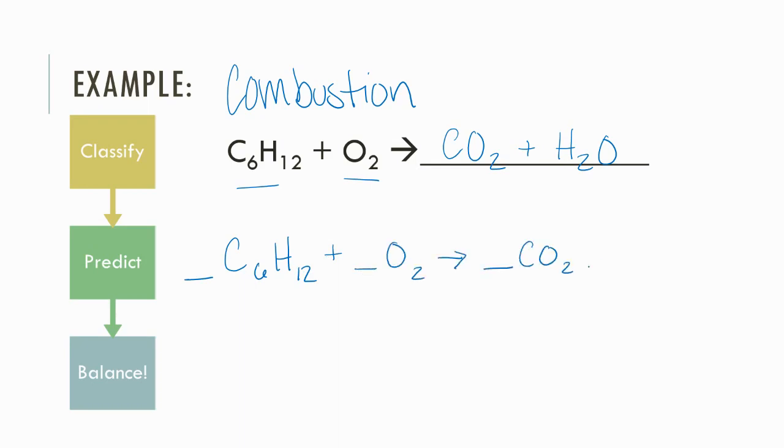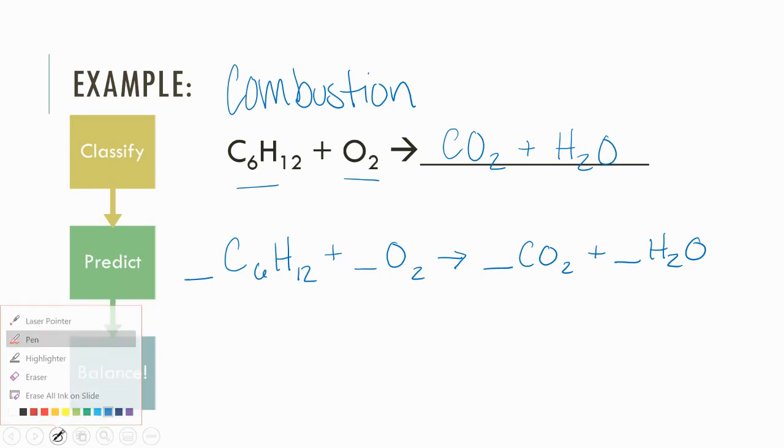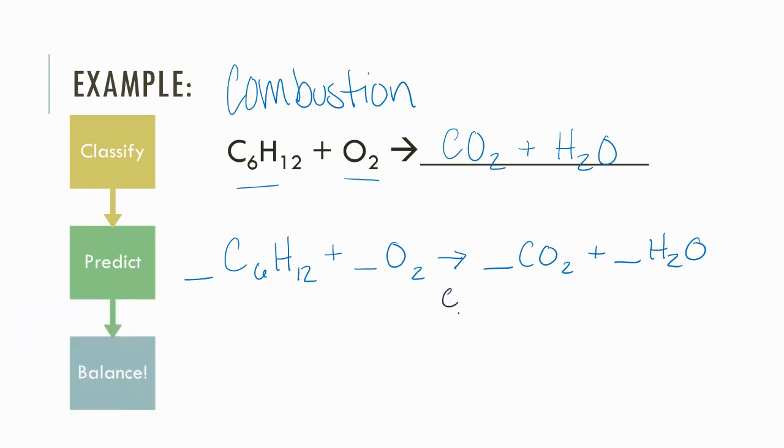So I have my lines for the coefficients out front, and now I can start to balance. So I'll do that in a different color here. Carbon, hydrogen, oxygen. 6 carbons, 12 hydrogens, and 2 oxygens on the left side in my reactants. 1 carbon, 2 hydrogens, and 3 oxygens on the right side in the products of the reaction.